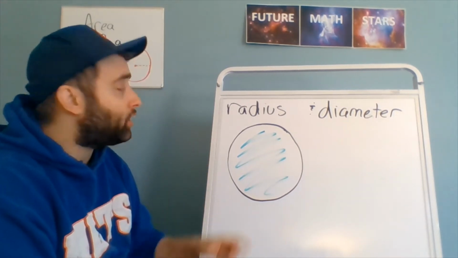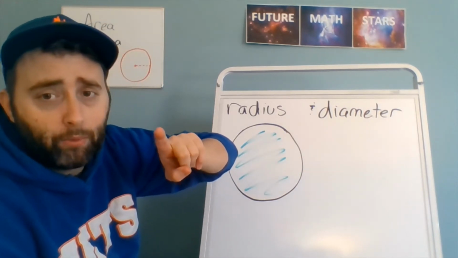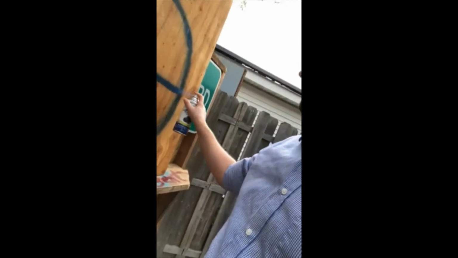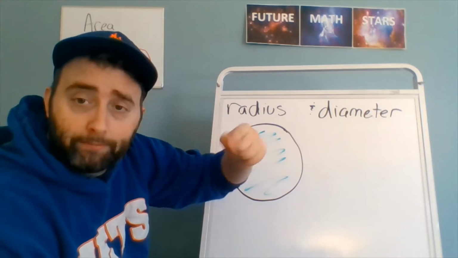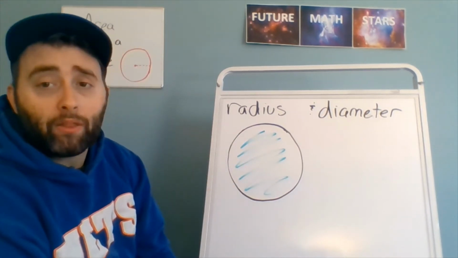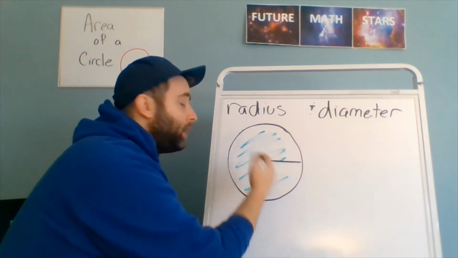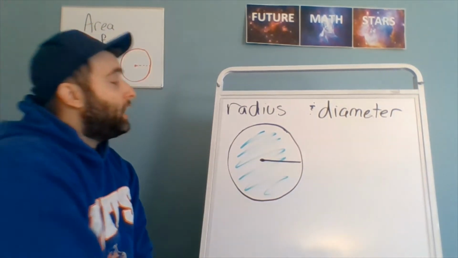We still need to use our two terms here, radius and diameter. Let's get a reminder. A radius is half the distance across a circle. Diameter is the full distance across the circle. So with that little reminder, radius means that it's halfway across, and diameter means that it's all the way across.